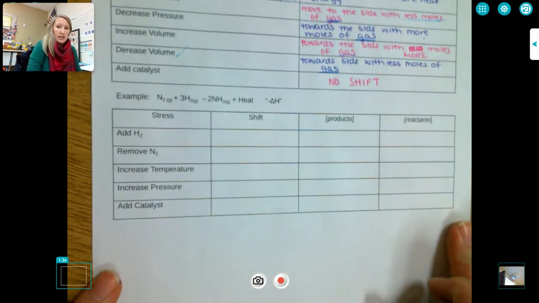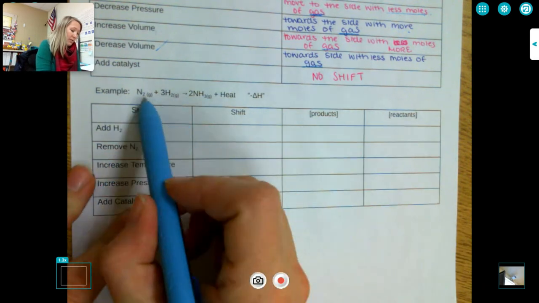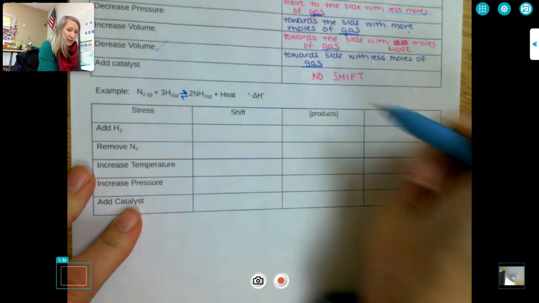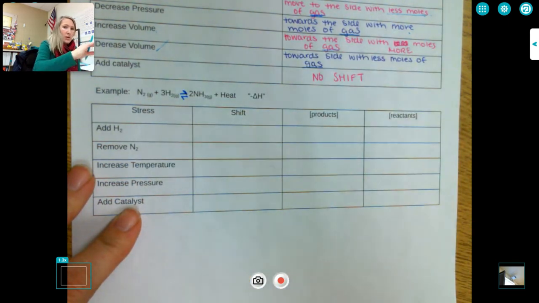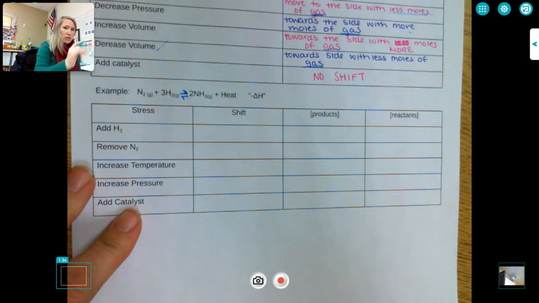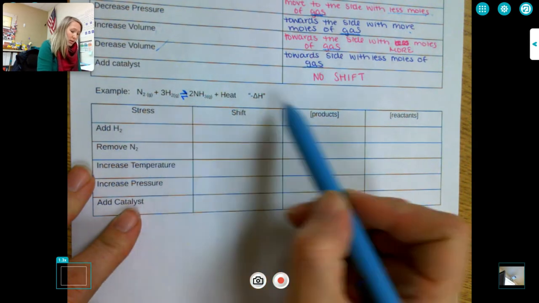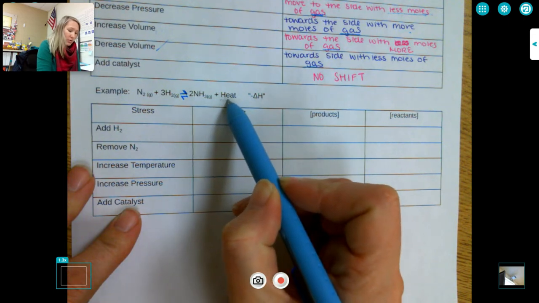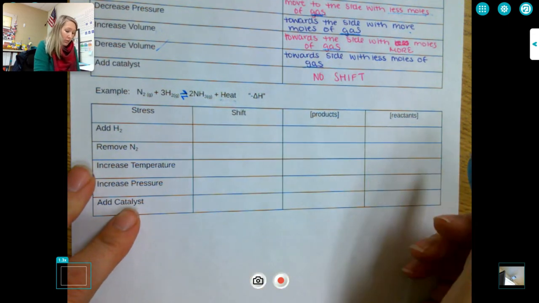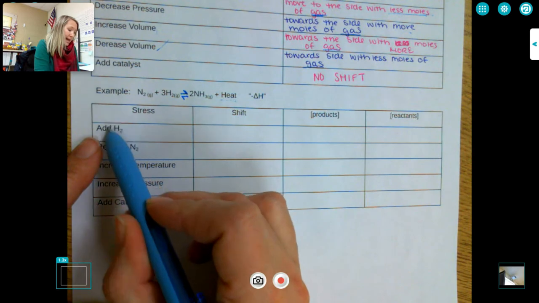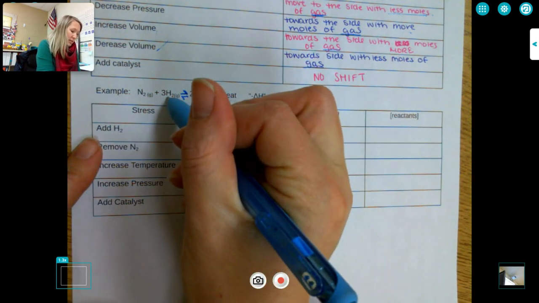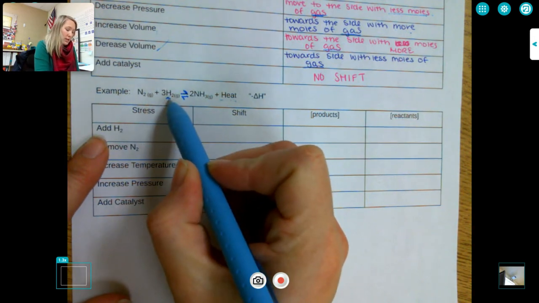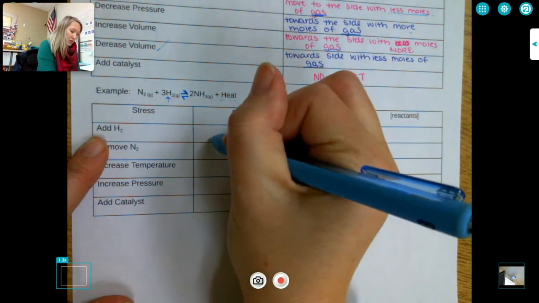So let's go ahead and look at an example. Here I have the making of ammonia, and this should be a double arrow to tell us that we have an equilibrium. We can see that all of our molecules here are gas molecules. And we have a negative delta H, so we have an exothermic reaction, so heat is being given off. So let's say that I add hydrogen. I'm increasing the amount of hydrogen that I have. If I'm increasing the amount of hydrogen, that's increasing its concentration. I need to consume that, so I'm going to shift to the left.